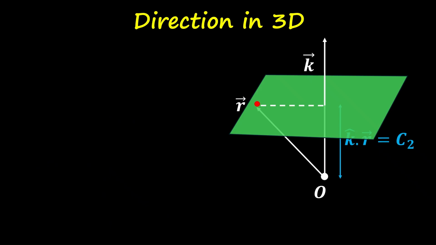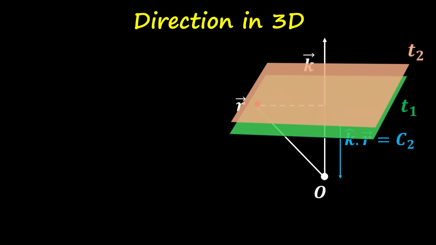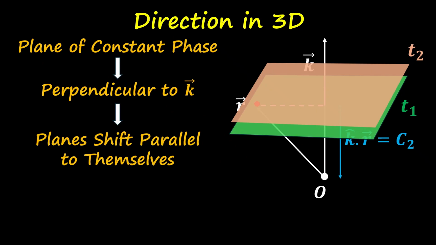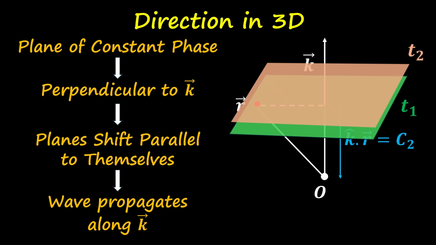Now this plane was calculated for a particular time t1. At another time t2 we'll have a different constant, and that will also give a plane. So the plane of constant phase is perpendicular to k, and as time goes on the planes shift parallel to themselves. And this shifting of the plane is basically the propagation of the wave, which is along the k direction.